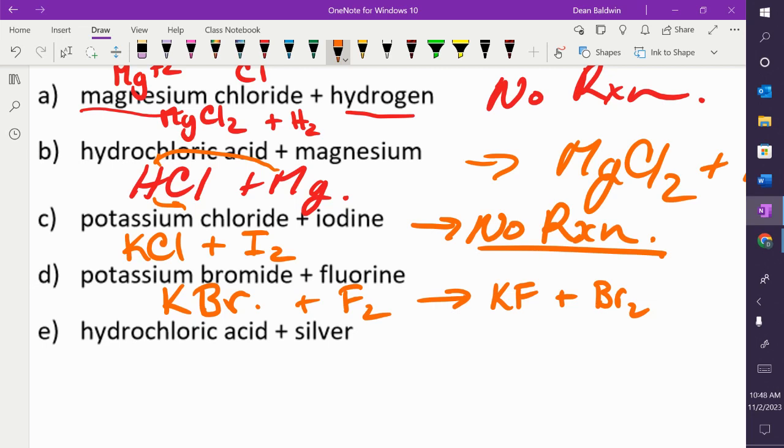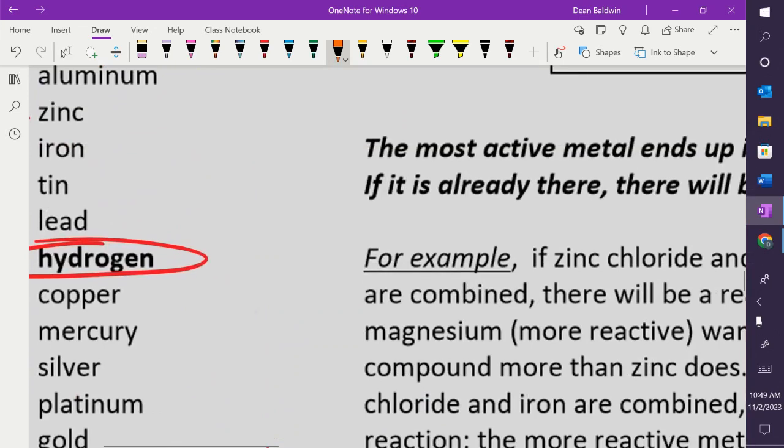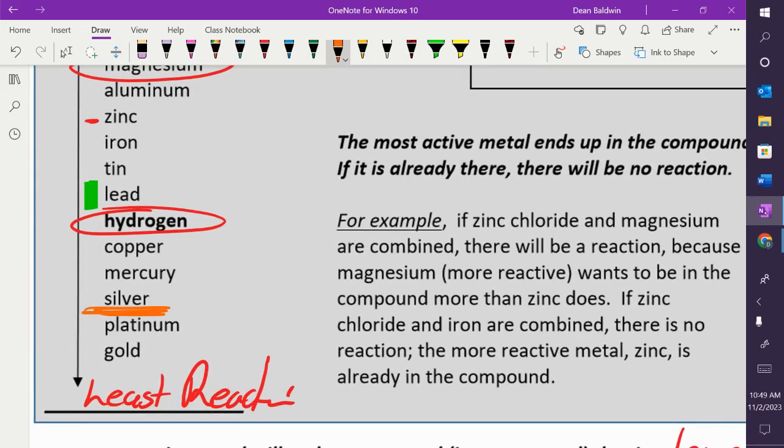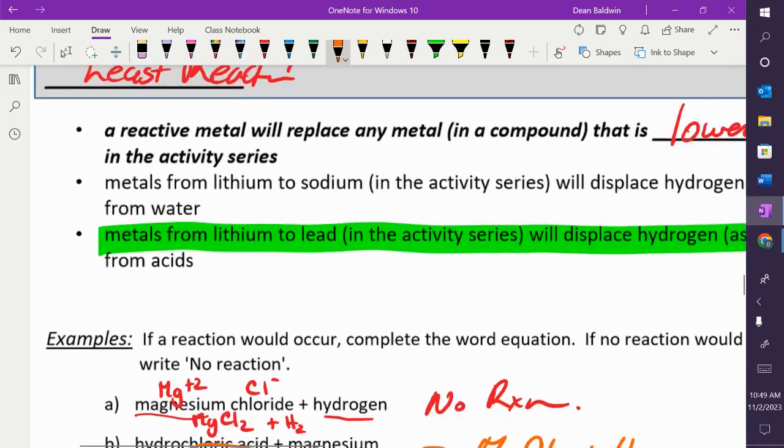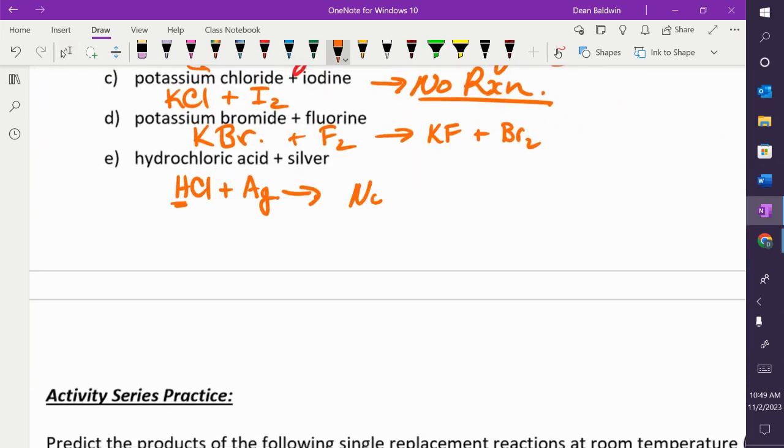All right. Hydrochloric acid and silver. HCl plus silver. So what does this silver want to replace? It wants to replace the hydrogen because silver is a metal, right? And metals are always written first in the reaction. So we're looking at silver and hydrogen. Is silver higher than hydrogen? No, silver's right there, hydrogen's right there. So the hydrogen says, not happening. So no reaction happens.